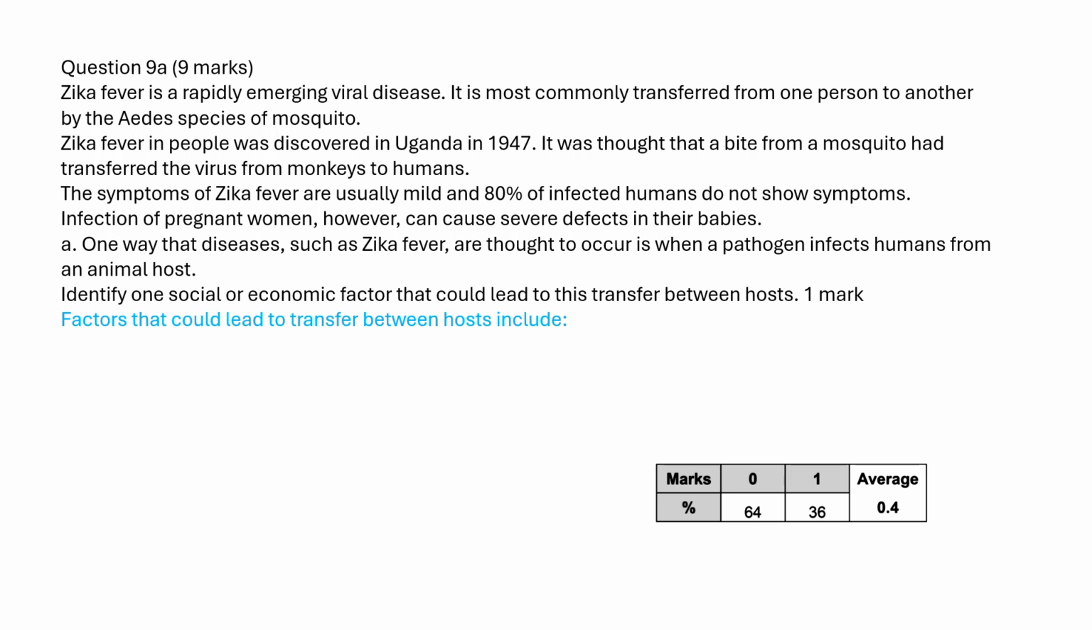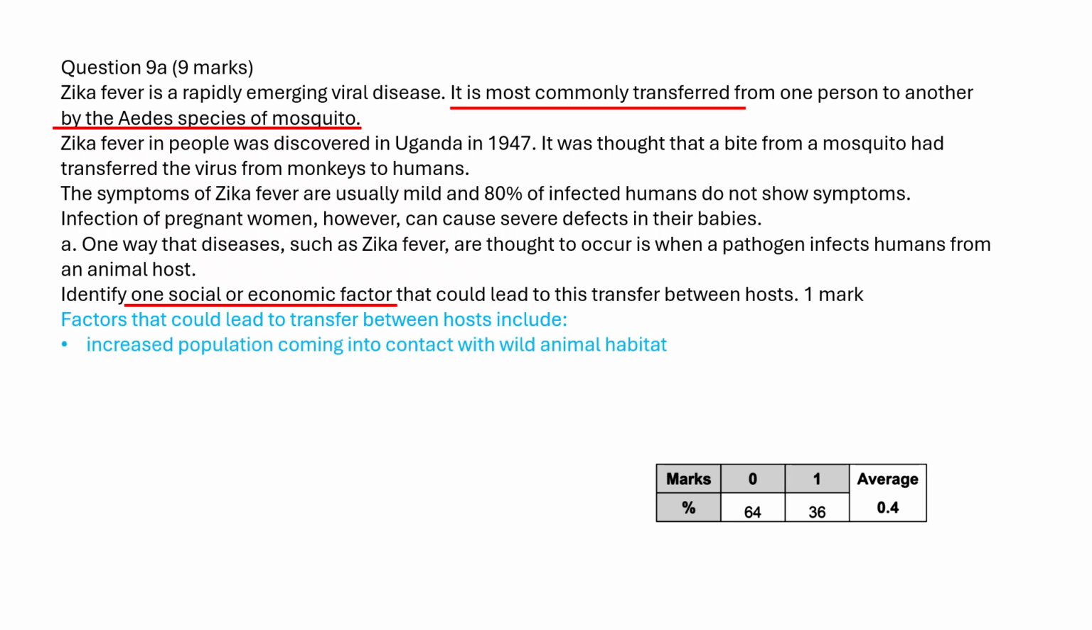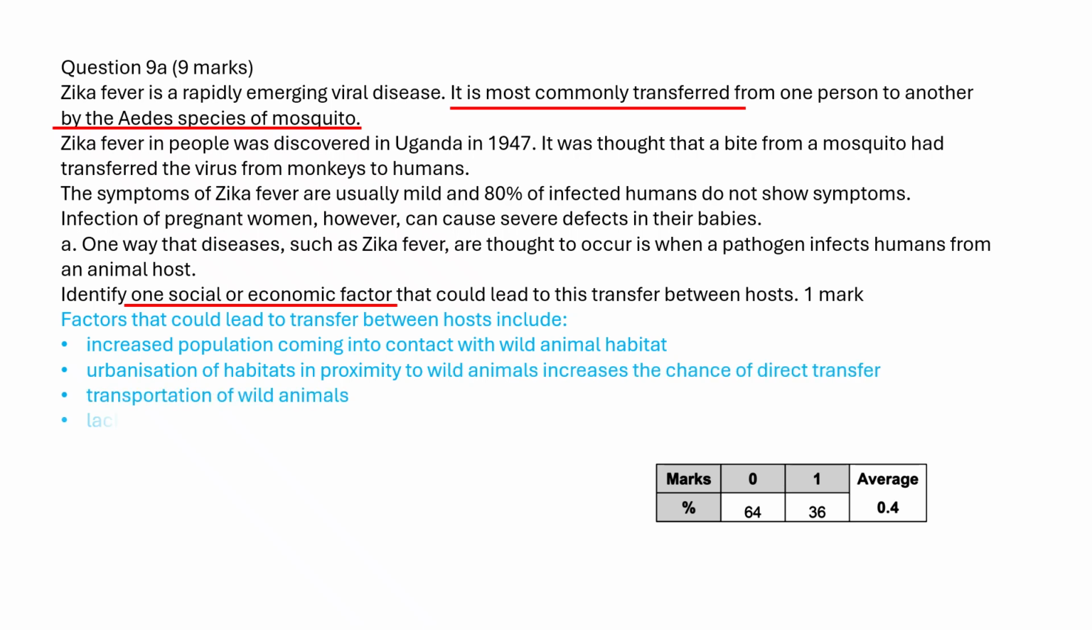Zika fever is primarily transmitted by mosquitoes. However, several socioeconomic factors accelerate its spread, including increased human contact with wildlife habitats, urbanization near wild animal populations, the transportation of wild animals, and insufficient public education on disease transmission.